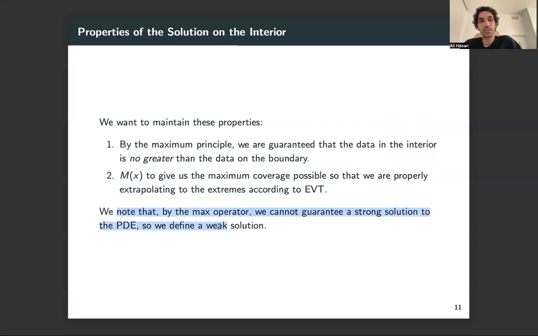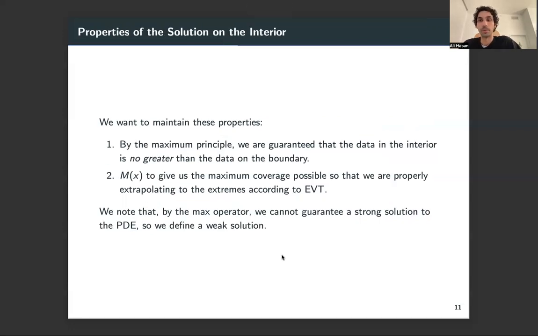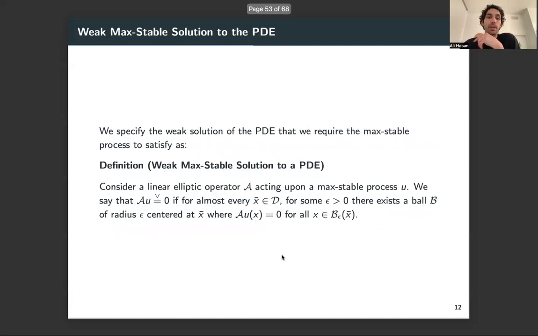But we note that even though we have this solution, it is not going to satisfy the PDE exactly, because even though each j satisfies this exactly, the max operator will destroy this over the full domain, since multiple functions may contribute to the max stable process itself. So to characterize how the PDE is satisfied, we define a weak solution. This weak solution is such that for almost every X within our domain, there is some epsilon such that in a ball of radius epsilon centered at this X, the PDE is satisfied exactly.